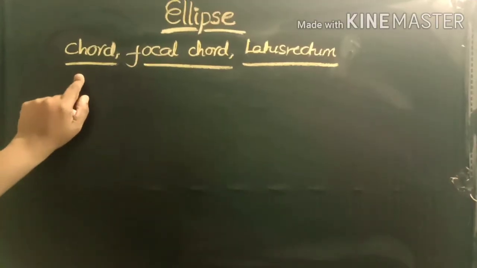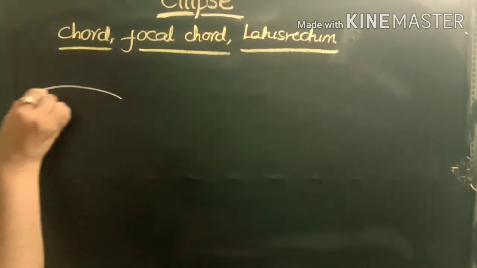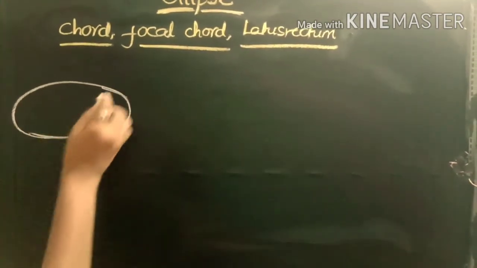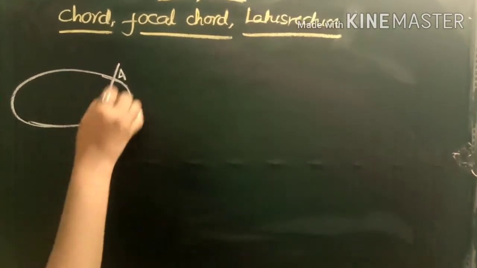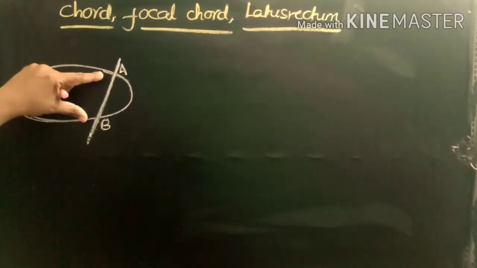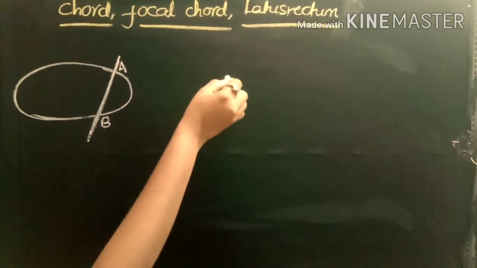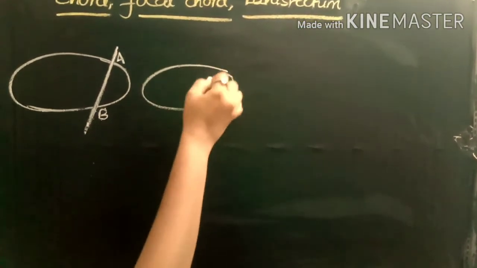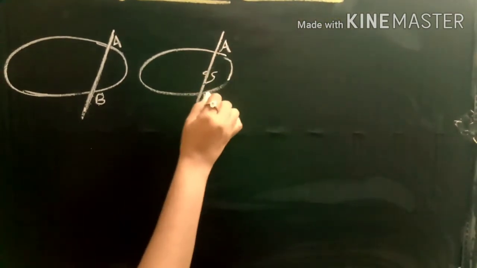The next definitions are chord, focal chord, latus rectum. So chord means, first we take the ellipse here. This is the ellipse. Now the line passing through any 2 points on the ellipse is called the chord of the ellipse. And focal chord means the chord which passes through the focus of the ellipse is called the focal chord. Now this is the focal chord.